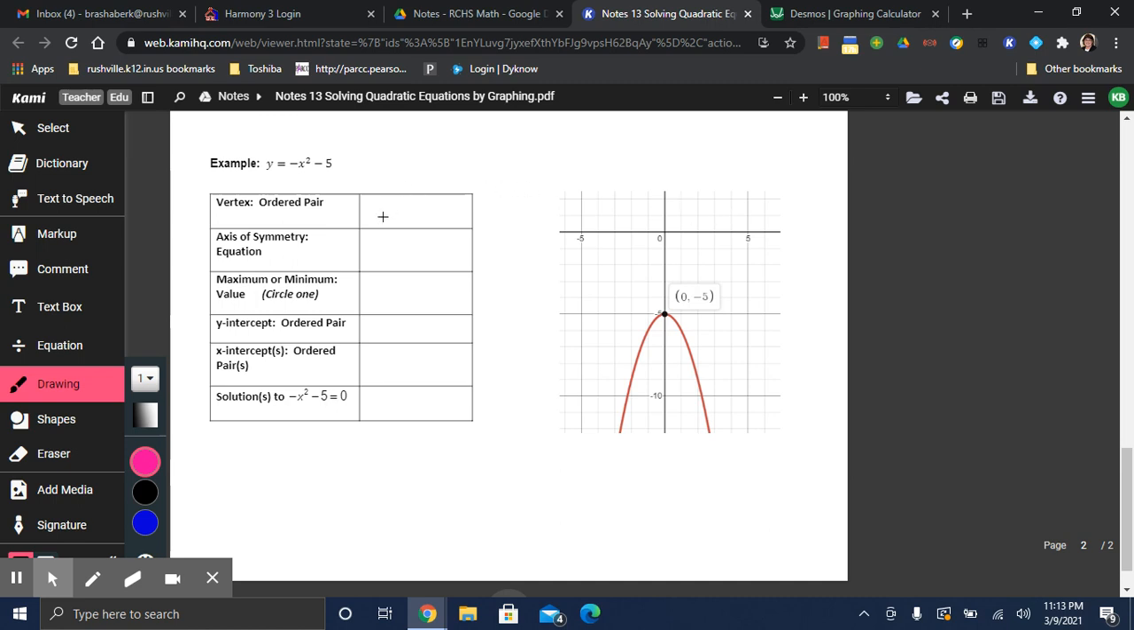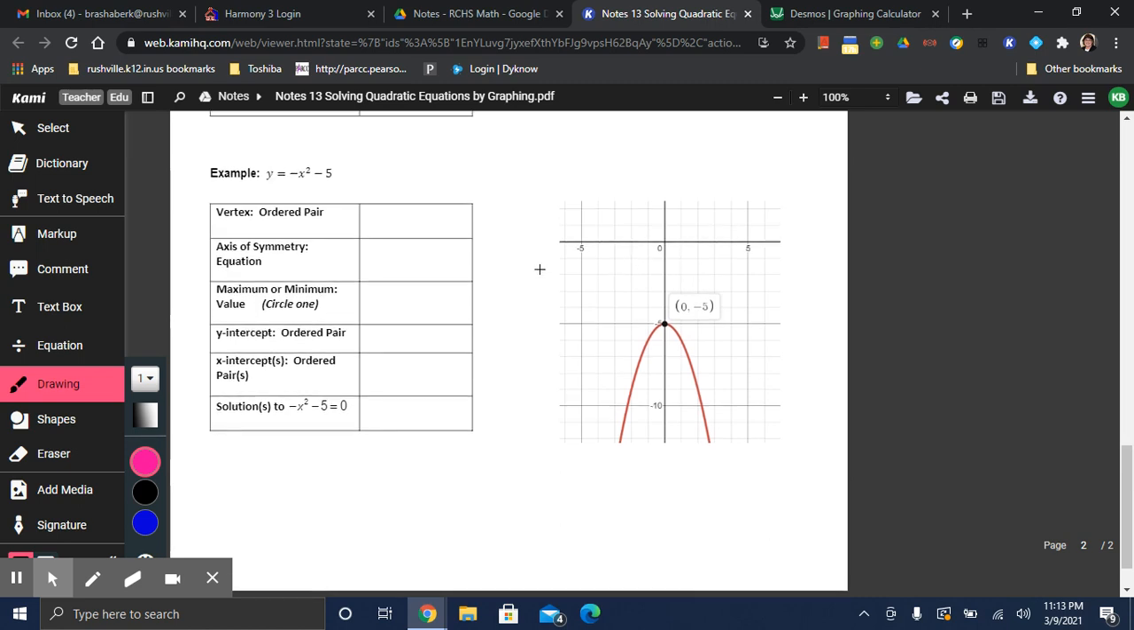And so the vertex is this point that we have showing of (0, -5). Write it as an ordered pair. Then the axis of symmetry is x equals, and it will be the x out of the vertex, so 0. This one has a highest point, so we'll circle that it has a maximum, and it's the y value from our vertex, and so that would be -5.